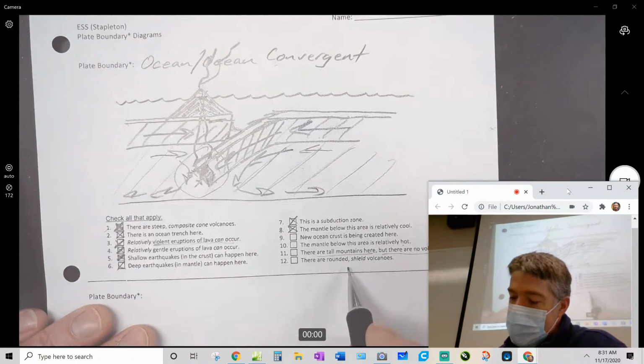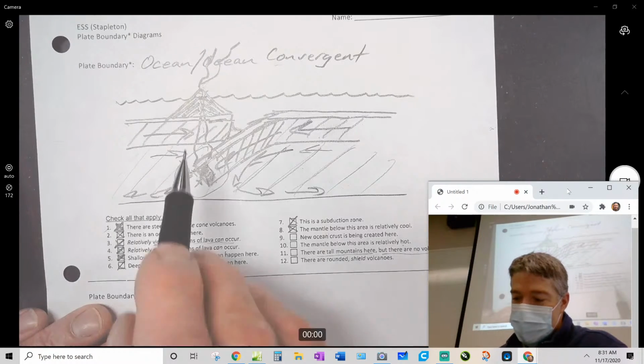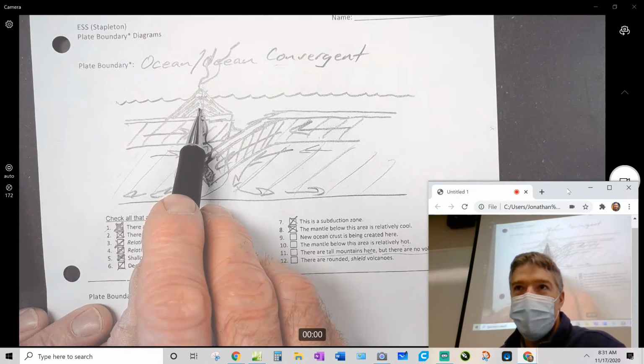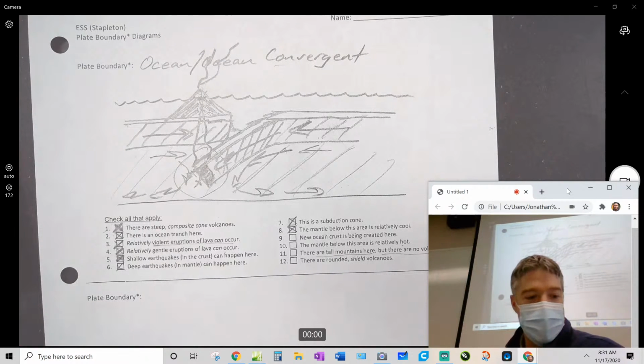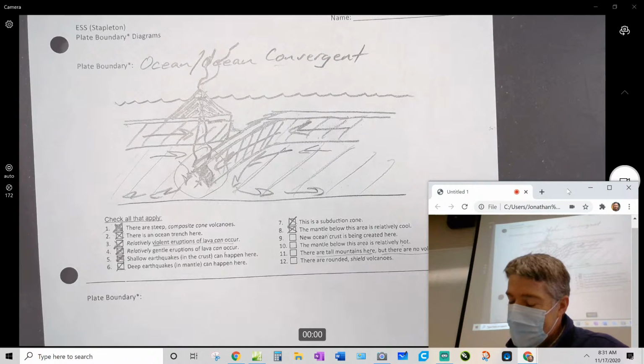And finally, there are rounded shield volcanoes. Does this look like a rounded volcano? No. We're going to get to those. So that's all we have. That's that.